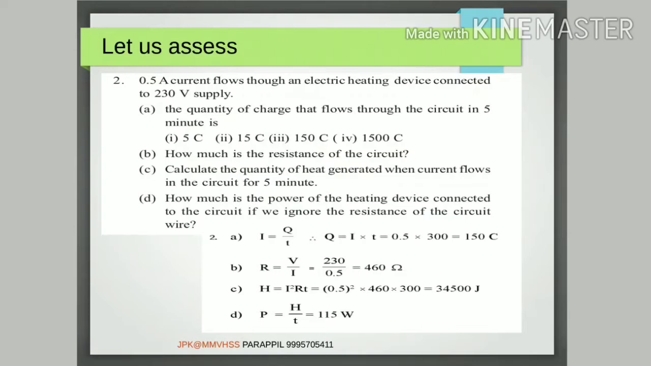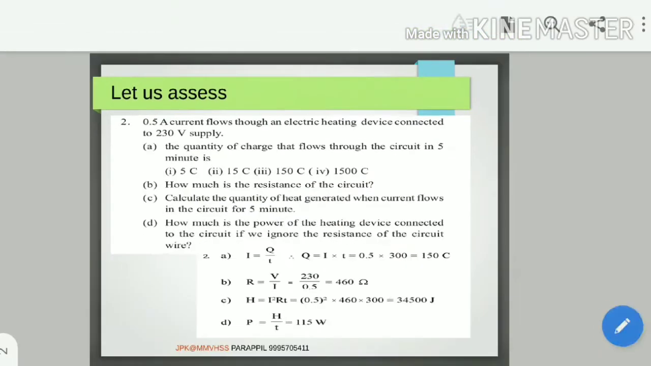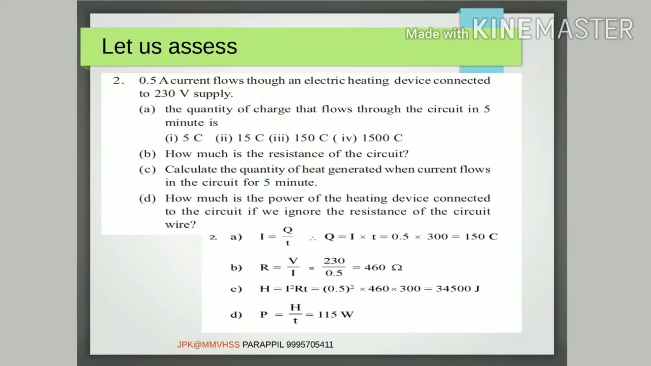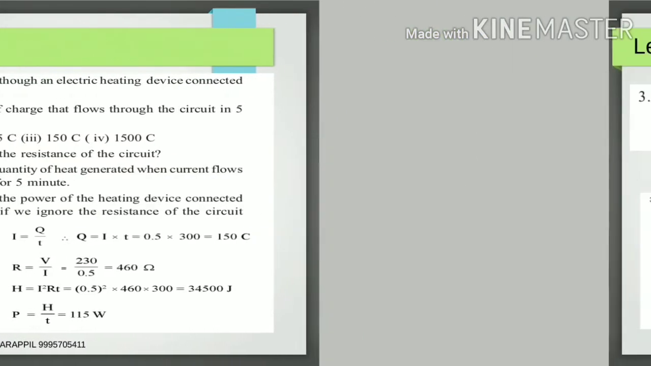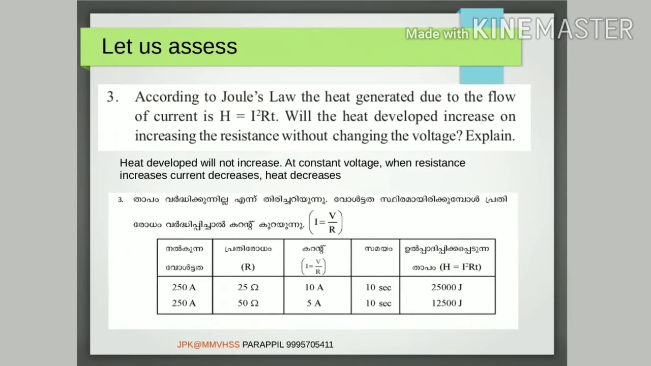C, calculate heat produced. H is equal to I square RT, that is equal to 34,500 joule. Then to calculate power, P is equal to H by T, that is equal to 115 watts. The third question, heat developed doesn't increase because here voltage is constant, so when resistance increases, current decreases and heat decreases.